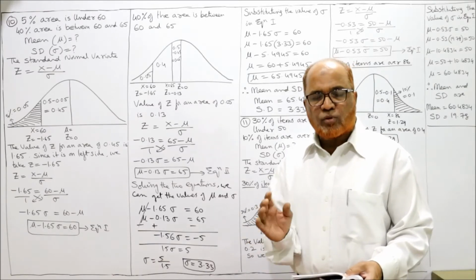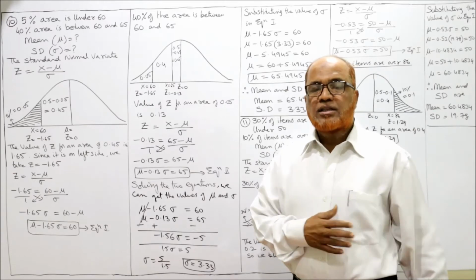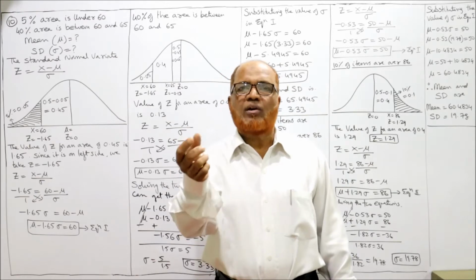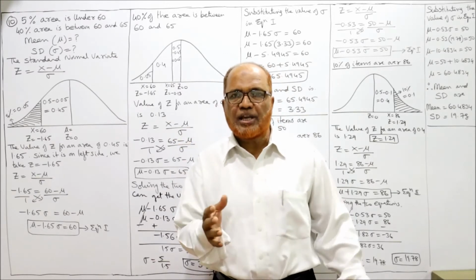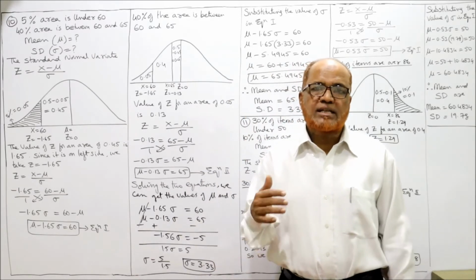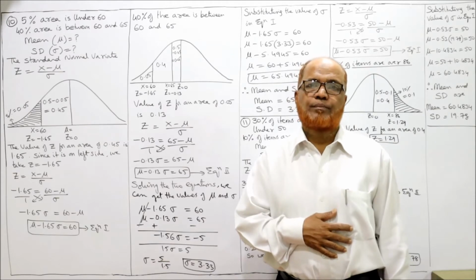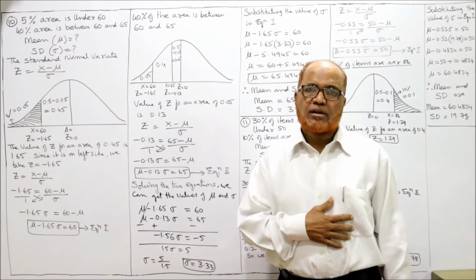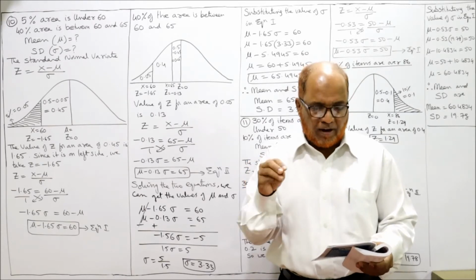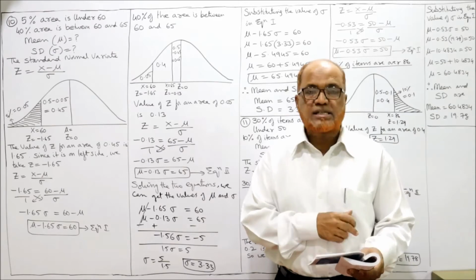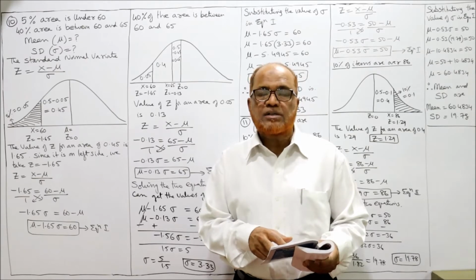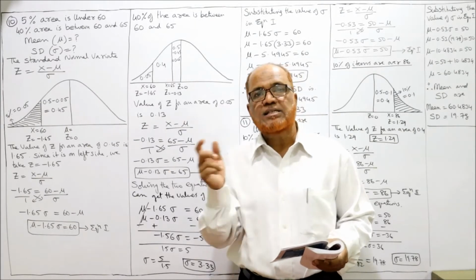So here we just have to calculate mean and standard deviation. This is a reverse type of problem. In the previous problem, mean and standard deviation were given and we had to find the probability, how much area is between so and so. But in this problem, we have to find the mean and standard deviation, and some clue is given in terms of percentage. 5% of the group of men are under 60 inches in height, below 60 inches, and 40% are between 60 and 65 inches.